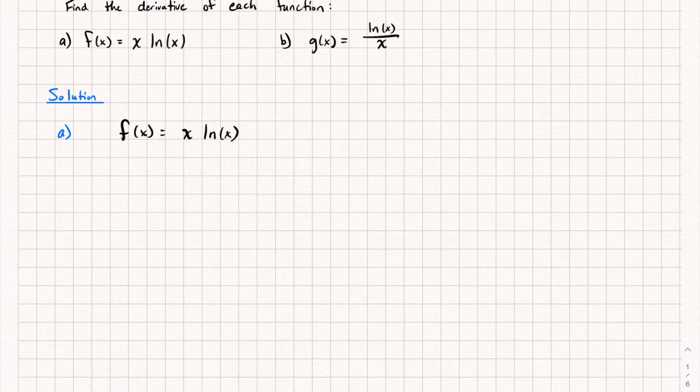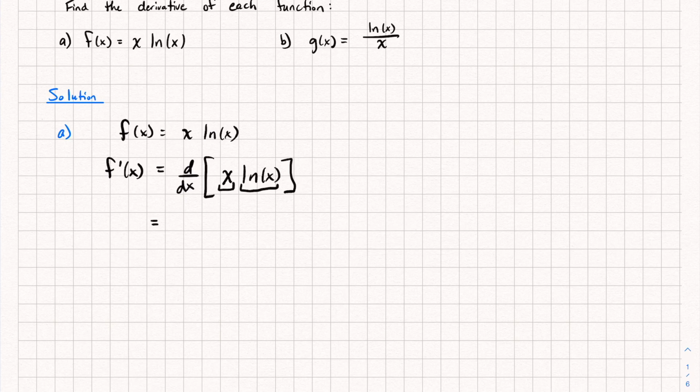Now I want to find the derivative, so I'm going to derive both sides. So f prime is equal to the derivative of x ln of x. And when I want to derive something like x ln of x, I need to remember that this is essentially a product rule because I have one piece times another function. And so I need to go through and apply the product rule to this.